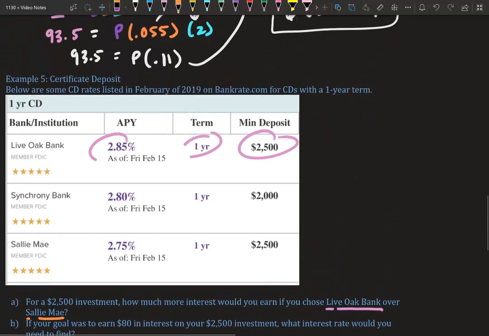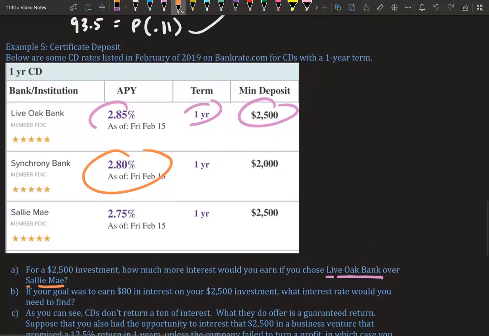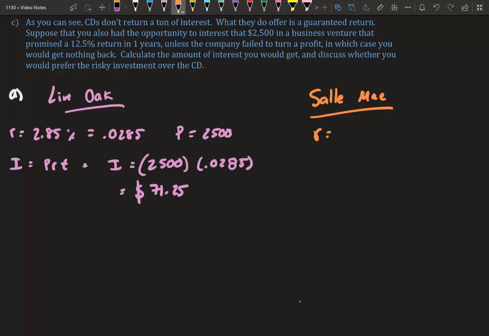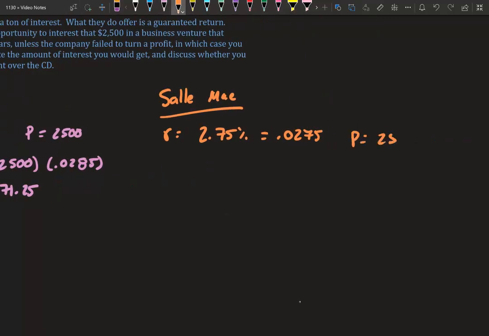So Sallie Mae said you get 2.8% if you deposit 2,000. Sorry, my bad. That was Synchrony. Sallie Mae: you get 2.75% back if you deposit $2,500. So it told us that we get 2.75% back, which is 0.0275. We're still depositing $2,500, so we have interest equals 2,500 times 0.0275, and we get 68.75.